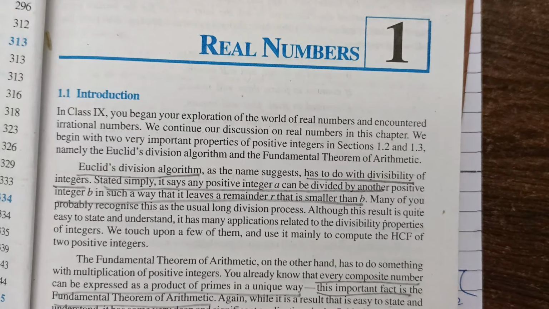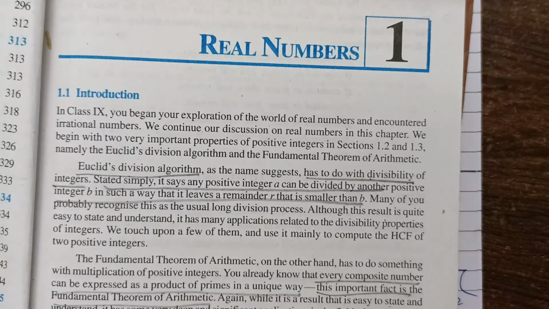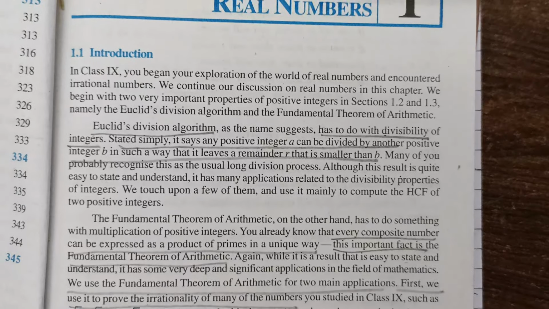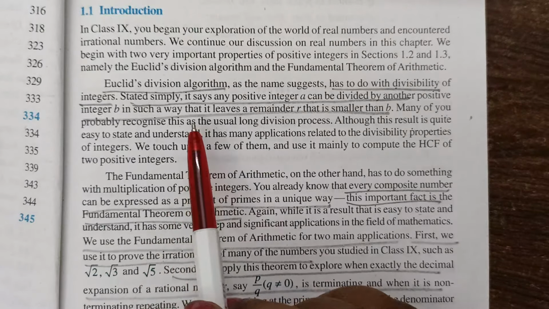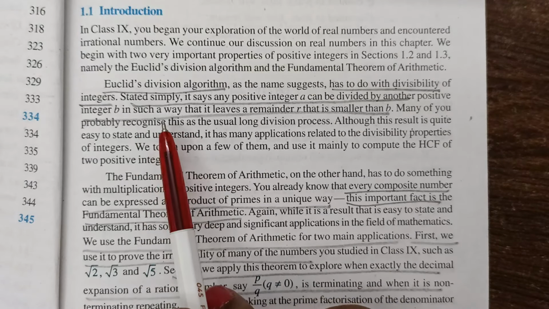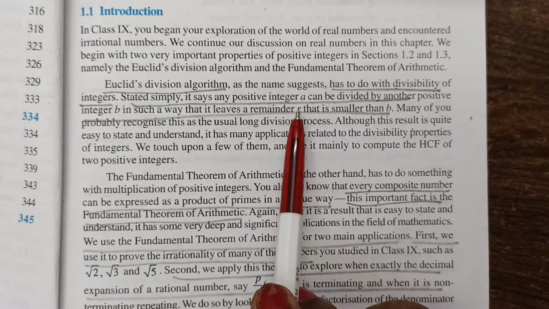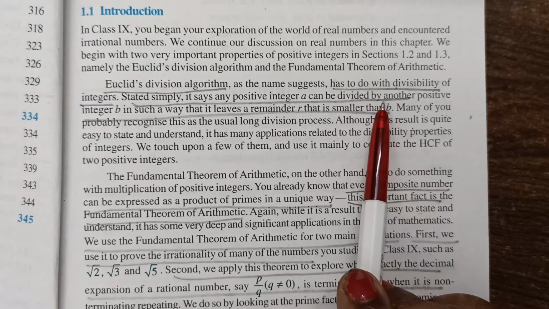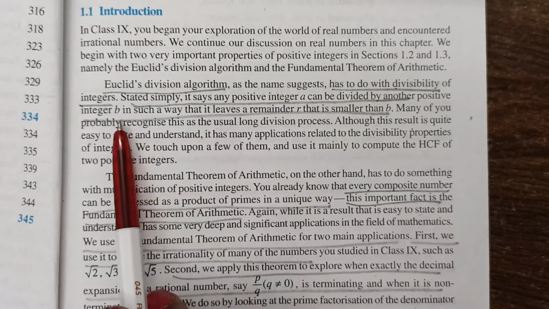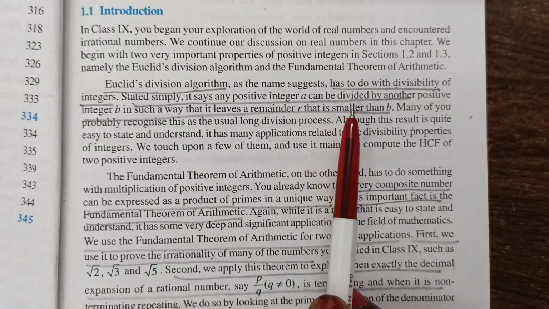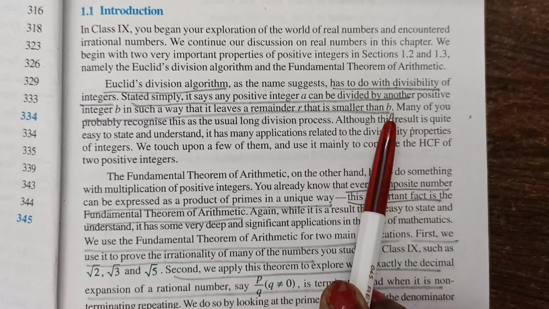Good morning, students. Today we will start with a new chapter, real numbers. In this chapter, there is Euclid's division algorithm. As the name suggests, it has to do with the divisibility of integers. It says any positive integer a can be divided by another positive integer b in such a way that it leaves a remainder r that is smaller than b.